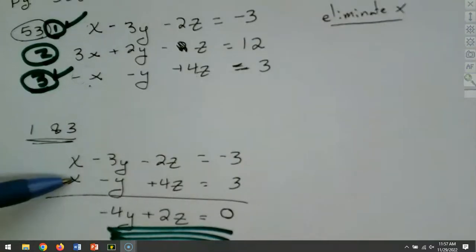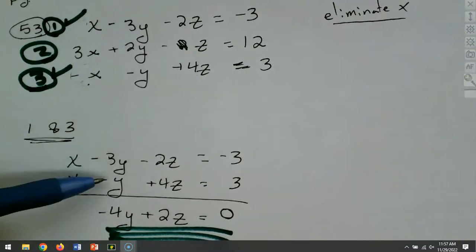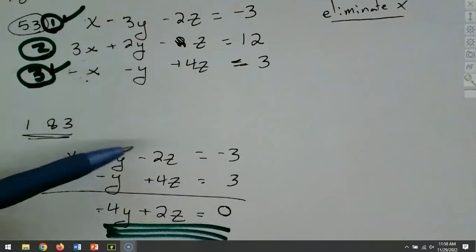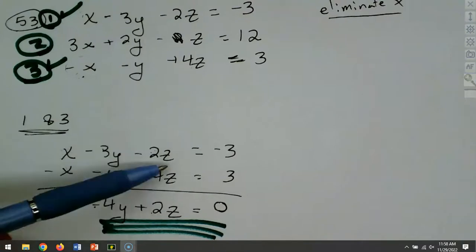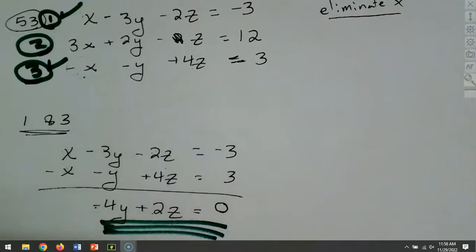Okay, the x's, they do what here? They cancel. And then we have a minus 3 and a minus 1 that makes it a minus 4. And then we have a minus 2 and a positive 4 that makes it a 2z, because those go together. And a negative 3 and a positive 3, well, that makes that 0. Does that make sense? Okay.